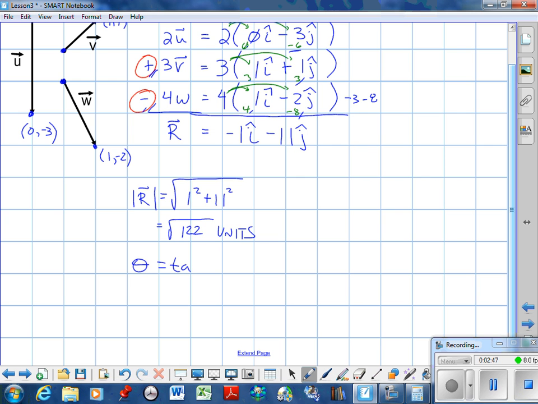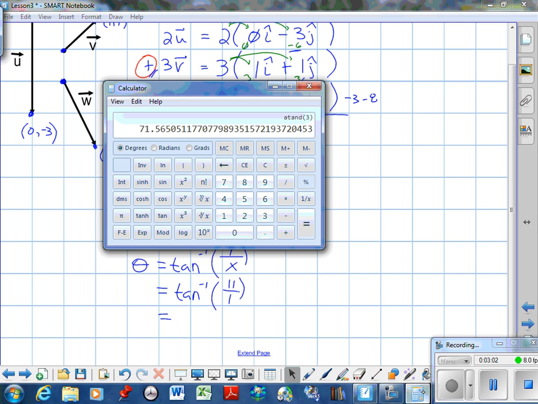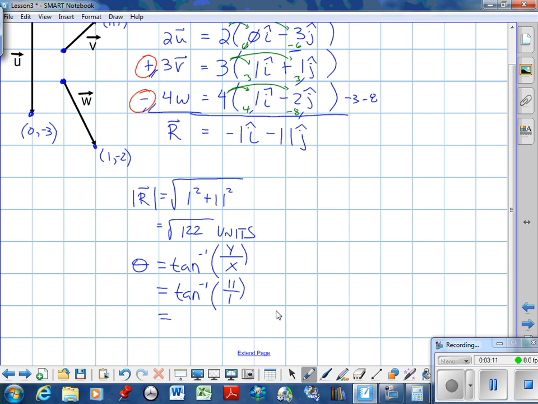Theta, it's the tan inverse of y over x, the y component over the x. So that would be tan inverse of 11 over 1. Again, the signs don't matter because I already know the direction it's going to be pointing, and I'll show you again how that works. So 11 shift tan, so I get 80, let's call it 85 degrees.